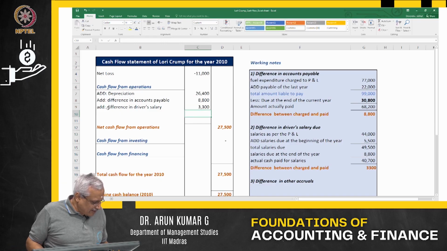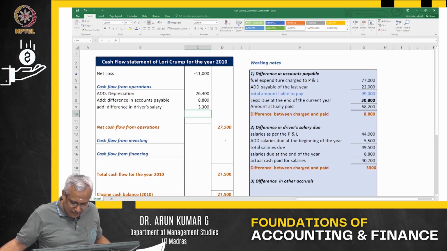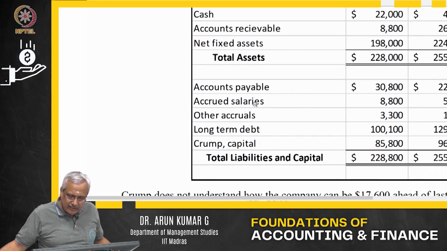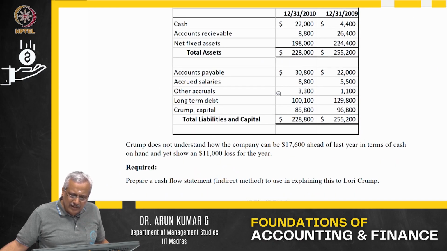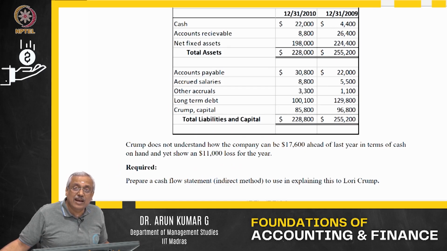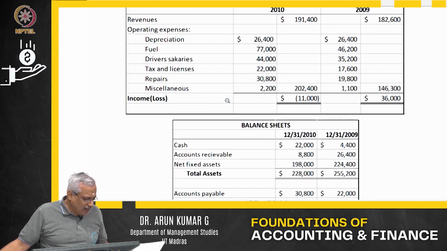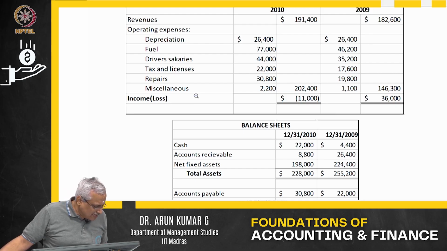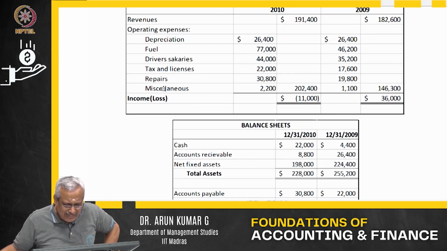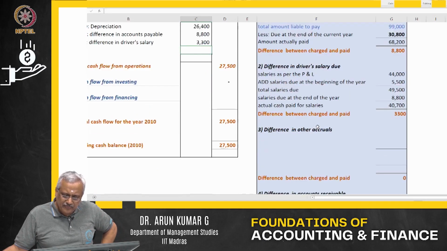Next, after driver salary, we see on the liability side of the balance sheet something called other accruals. That is a liability. Now let us look at the other accruals. I am taking the other accruals as pertaining to miscellaneous expenditures. Let us look at this.